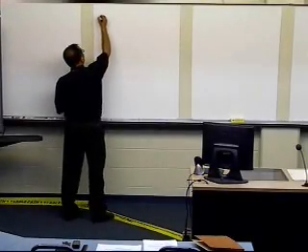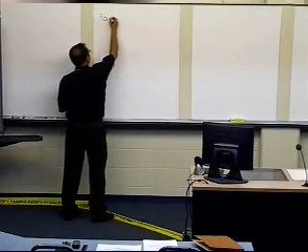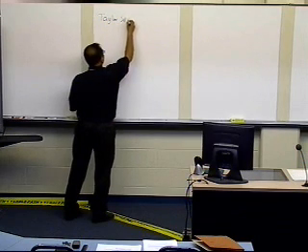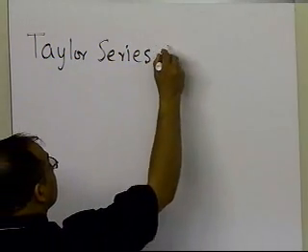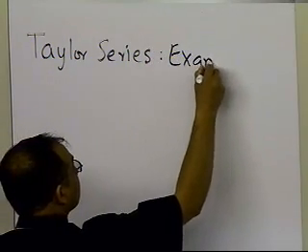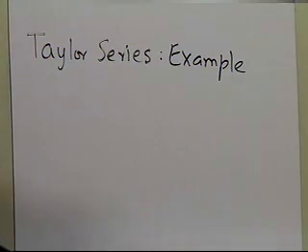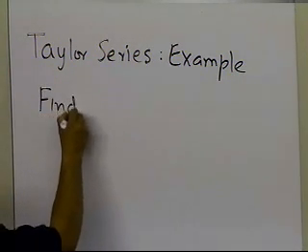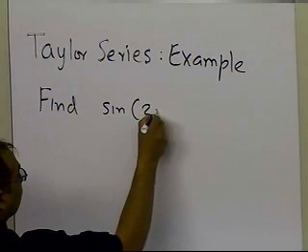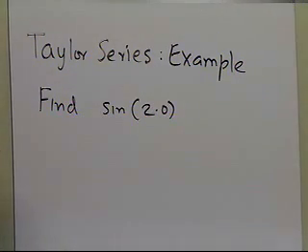In this segment, we're going to talk about an example from Taylor series. The example we're going to take is to find sine 2.0. So we're being asked to calculate the value of the sine at 2.0 radians.